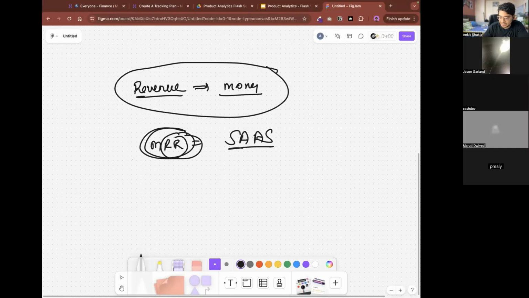Similarly, you can go ahead and convert it into weekly recurring revenue, and you can also convert this into annual recurring revenue. And if you are in a simple business such as SaaS, let's say you are a product manager at Zoho.